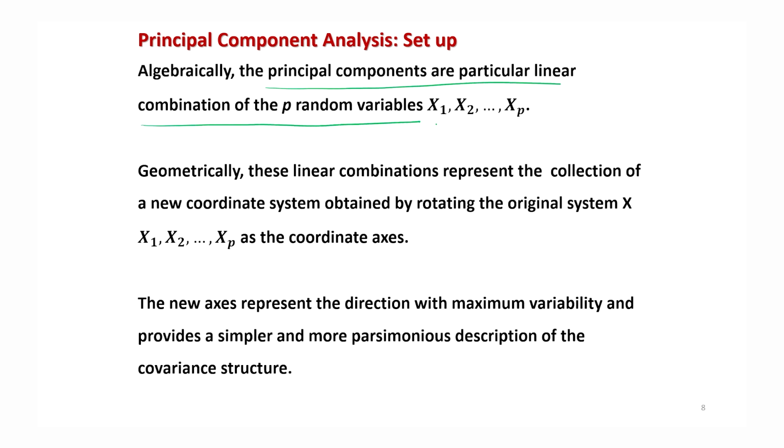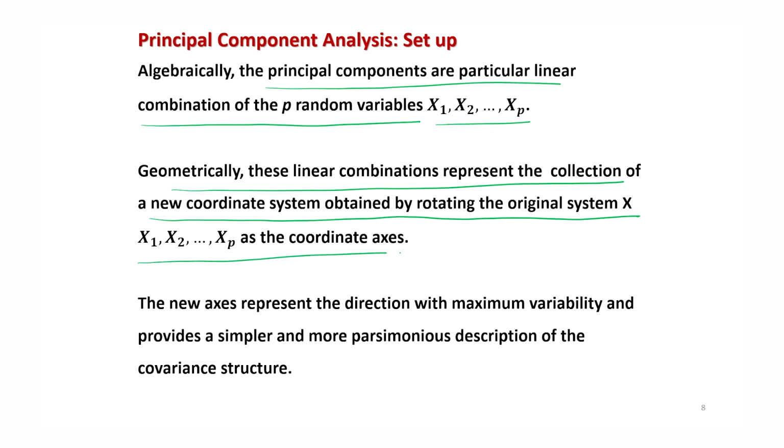So now, algebraically, the principal components are particular linear combinations of the p random variables x1, x2, ..., xp, and geometrically these linear combinations represent a new coordinate system, obtained by rotating the original system with x1, x2, ..., xp as the coordinate axes. The new axes represent the directions with maximum variability and provide a simpler and more parsimonious description of the covariance structure, right?